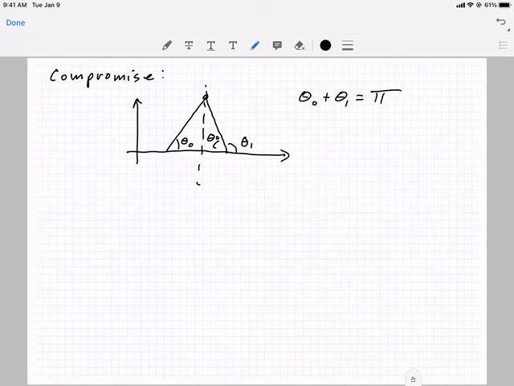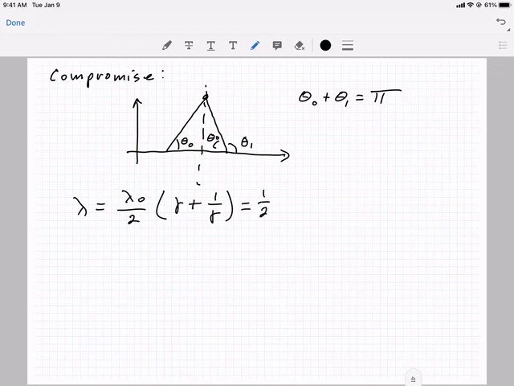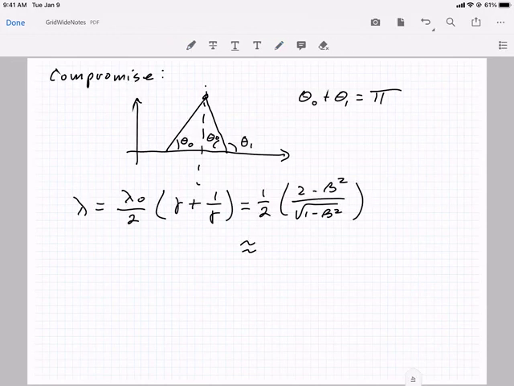And so if I use that as my compromise, what I'm really doing is saying that lambda is just going to be the compromise. So it's just going to be lambda naught over 2, and it's just going to be gamma plus 1 over gamma. And so there's the lambda naught gamma in the one case and the lambda naught divided by gamma in the other case. Well, just a little bit of math, this becomes 1/2 times 2 minus beta squared over the square root of 1 minus beta squared. And here, I'm going to do a Taylor expansion. Let's go ahead and assume that we're moving at slow speeds.